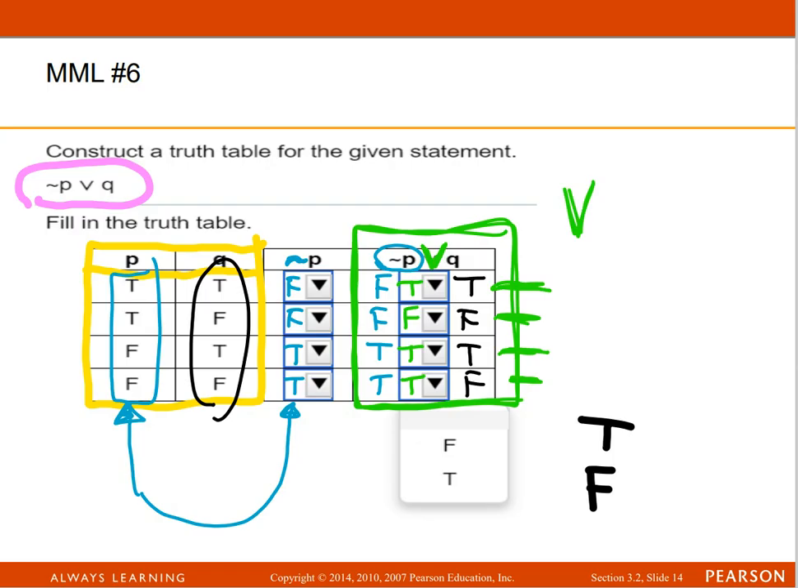So this is not a tautology. They didn't ask me that question, but I'm going to keep talking about that because you'll get to those eventually. And I'm going to do another video after this one.